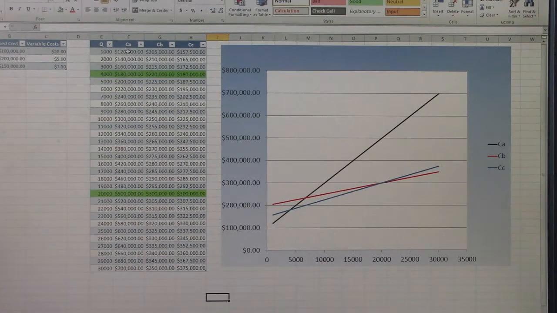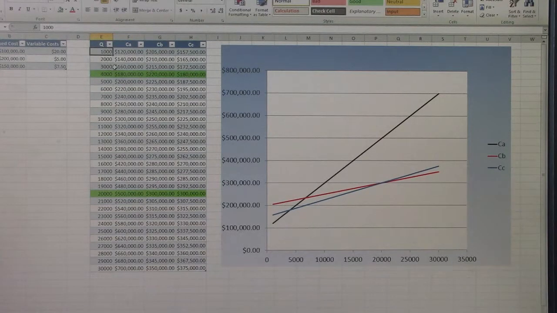So with this information then, what I have done is I've used Excel to go through and establish a cost equation for each of our alternatives: alternative A, alternative B, and alternative C. In order to create this equation, what I have done is I've just taken the fixed cost plus the quantity times the variable cost. And with each one of these I just set up that equation, and with that then I copied it down through the table.